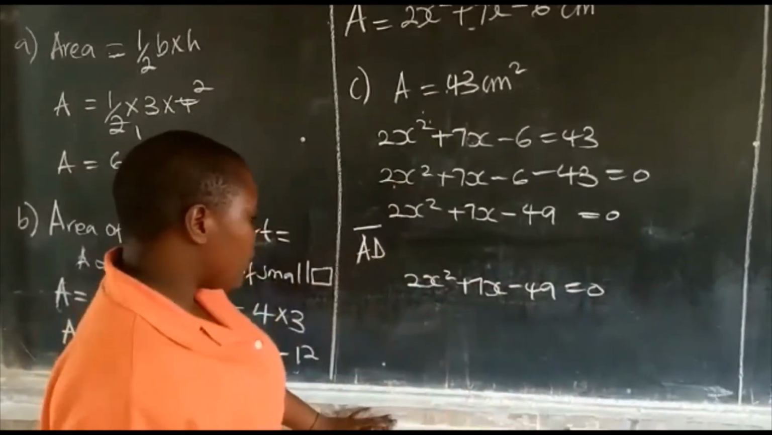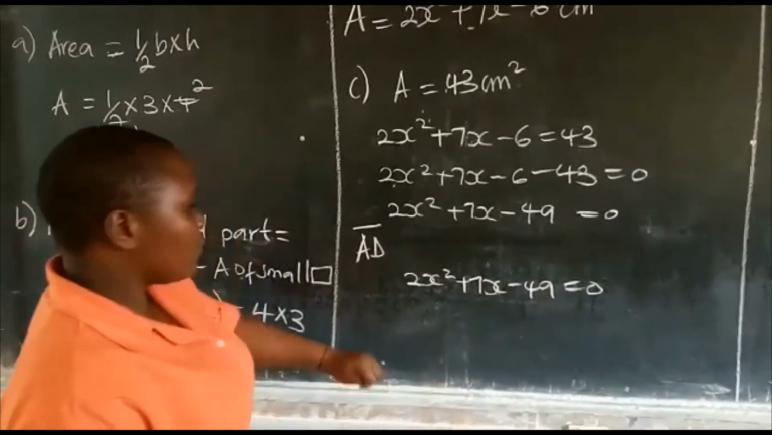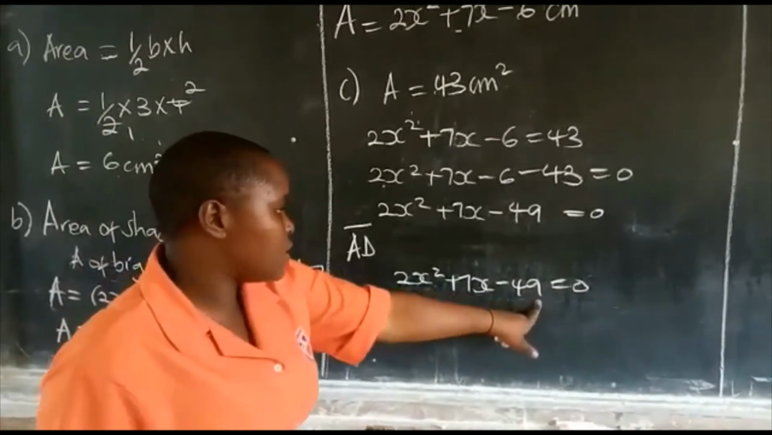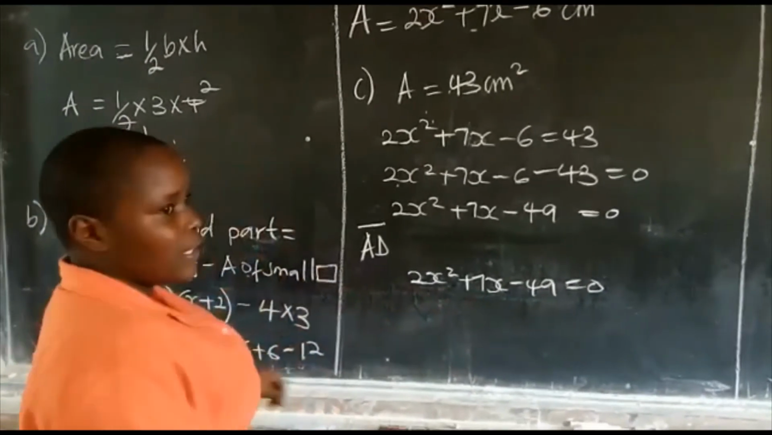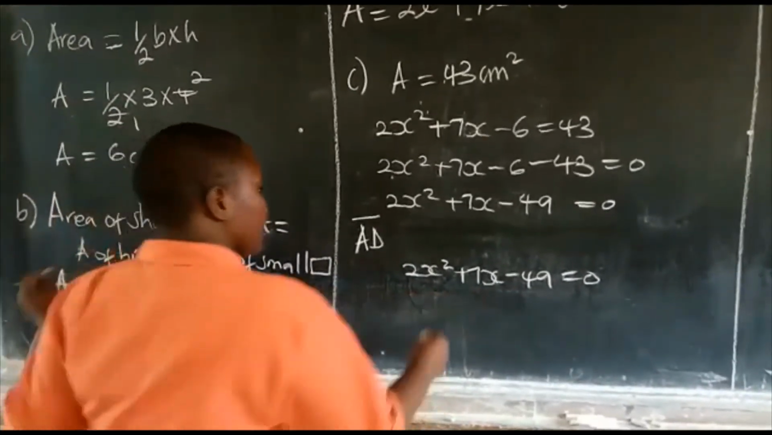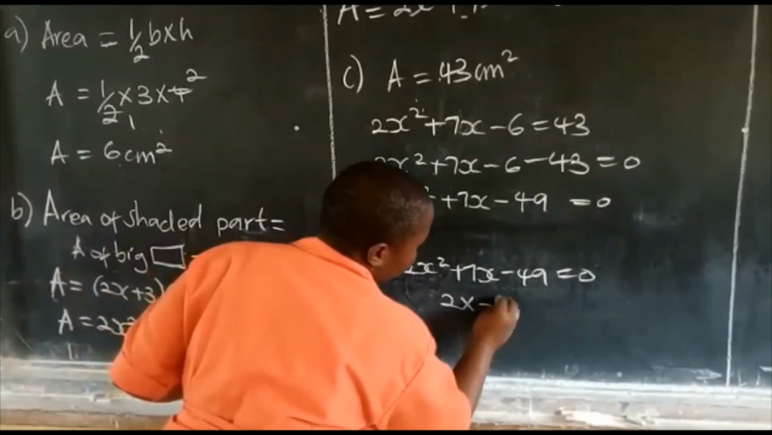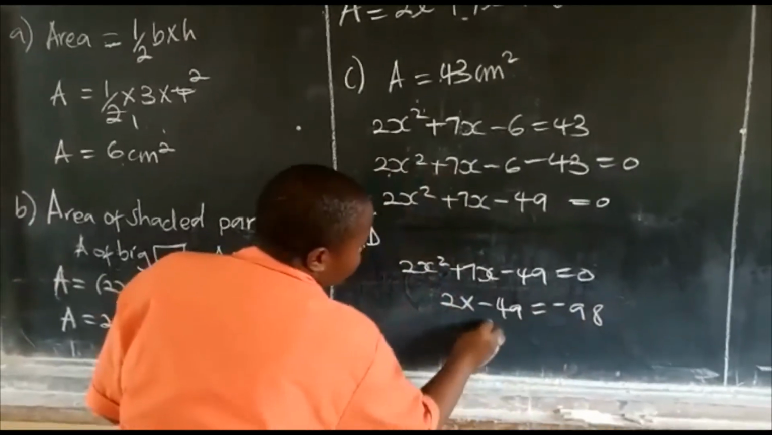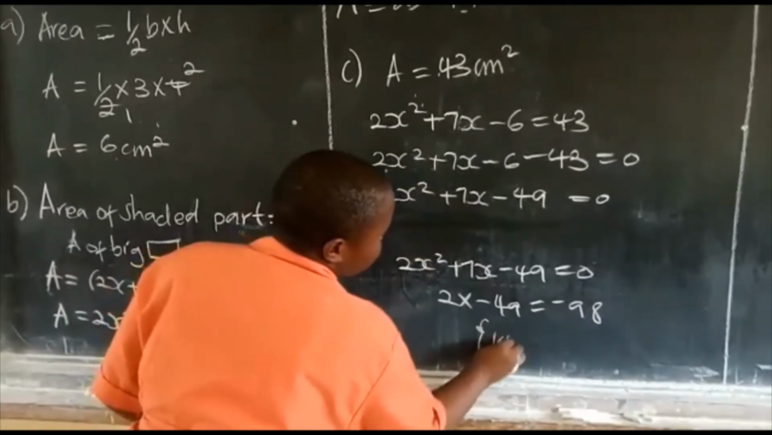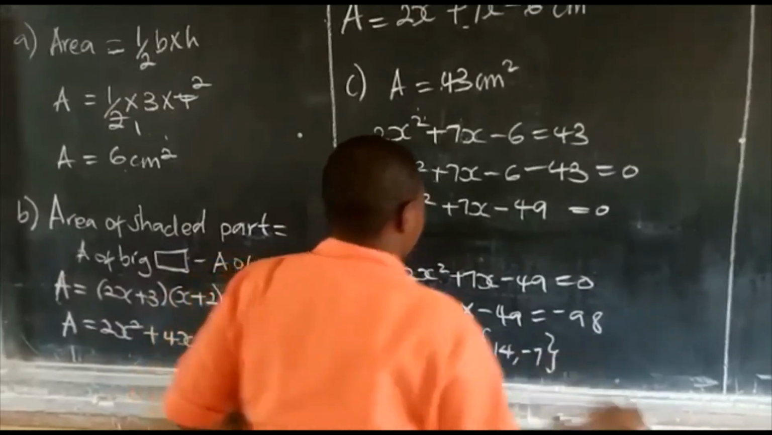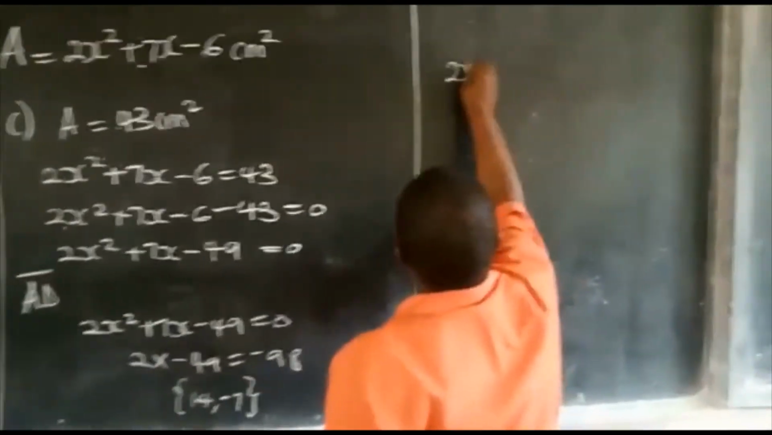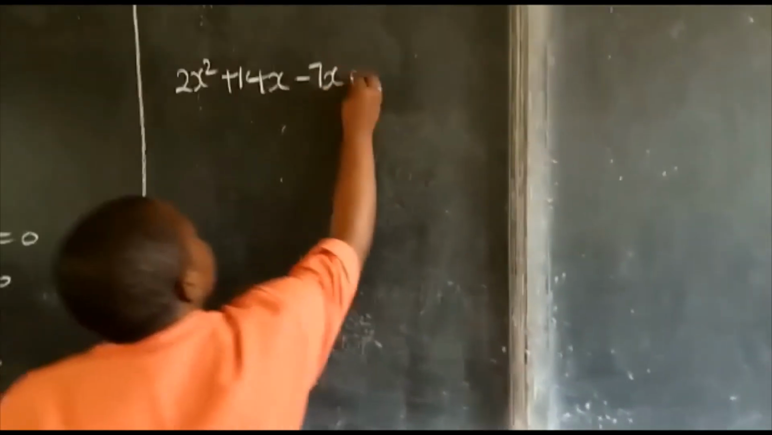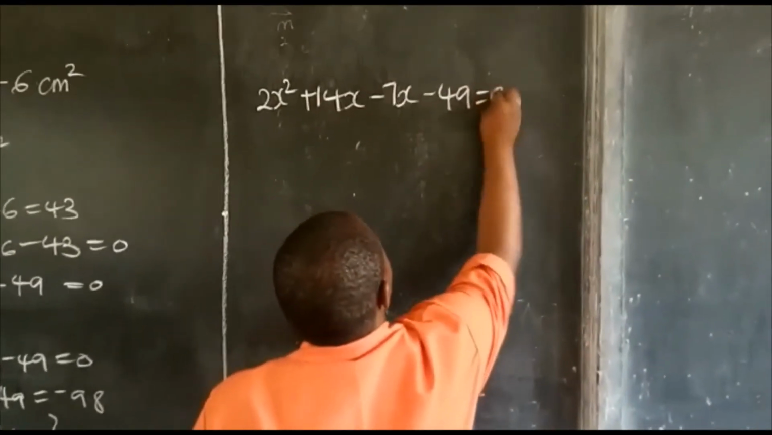In quadratic equations, to find the values of x, we are going to first find the product of 2 and negative 49, whose factors, when you add them, give you positive 7. So it will be 2 times negative 49, which is equal to negative 98. And our factors of 98 shall be positive 14 and negative 7. So here we shall say 2x squared plus 14x minus 7x minus 49 is equal to 0.